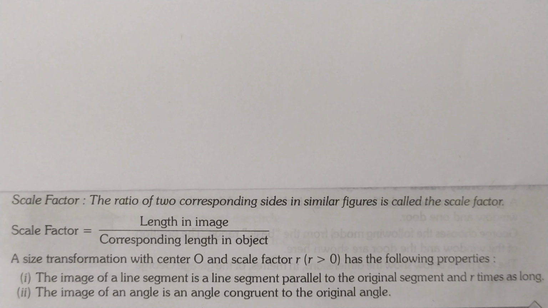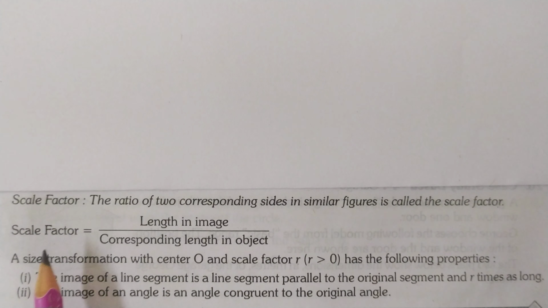Okay, suppose you have a plant whose length is 20 centimeter. Now you are drawing or clicking a photo of that plant in your mobile, and the length of the plant in the mobile is 5 centimeter. Now both plants are of similar look. Their shape is totally the same, but their sizes differ. So these figures are called similar figures.